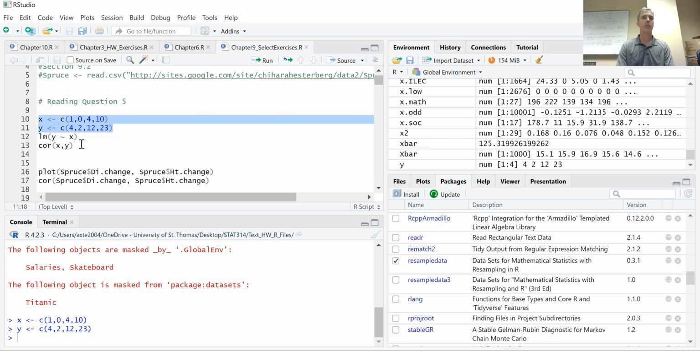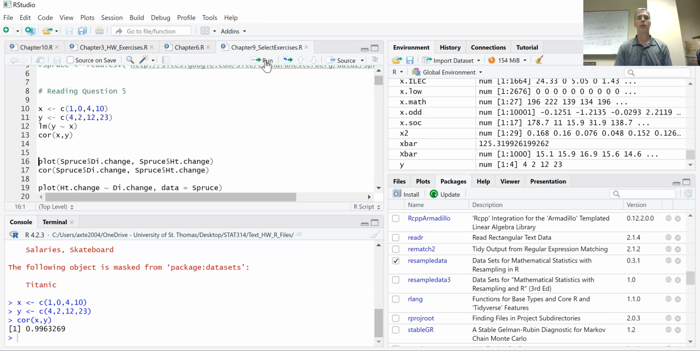And then I can calculate the correlation coefficient of x, y. And I get a correlation coefficient of 0.996. And you'll note that's almost 1. So that's almost telling us that x and y are in a linear relationship to each other, okay?